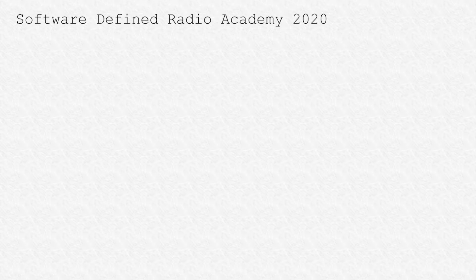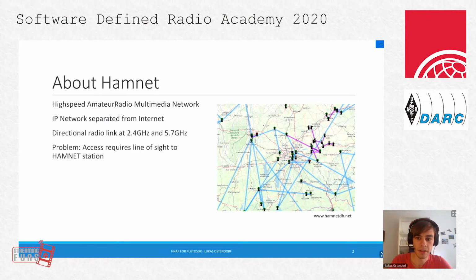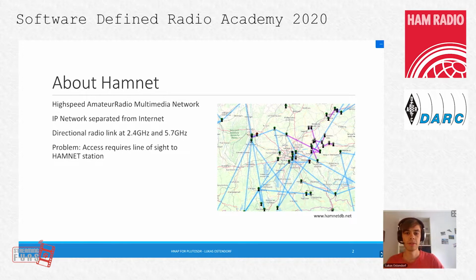Sebastian, please go ahead. Hello everybody, my name is Lukas Ostendorf. I'm a student of the RWTH Aachen University, and I did my master thesis at Rohde and Schwarz, where I developed a new protocol for easier HAMNET access, the HAMNET access protocol. As the name states, HNAP is a new protocol which tries to extend the existing HAMNET coverage.